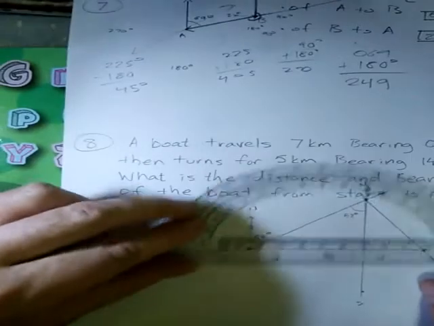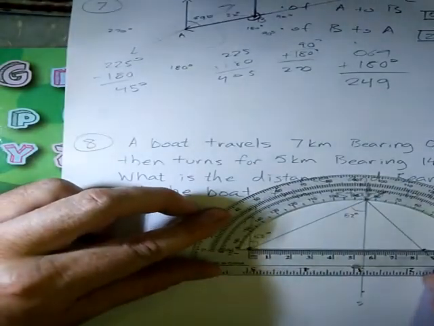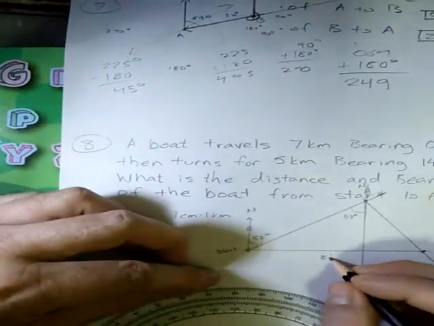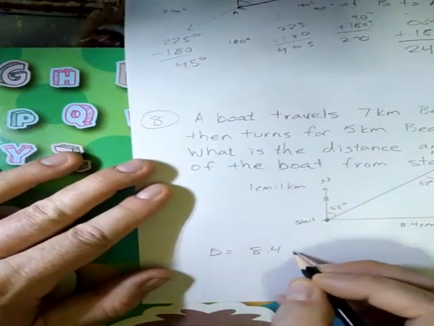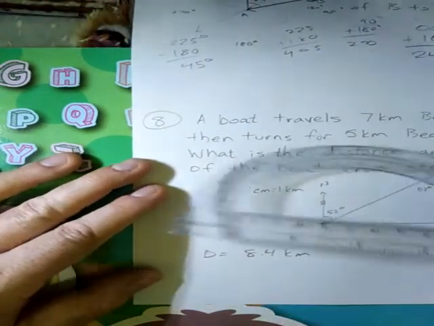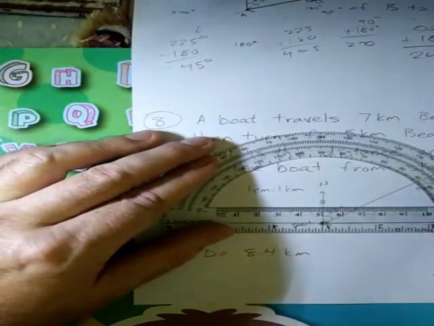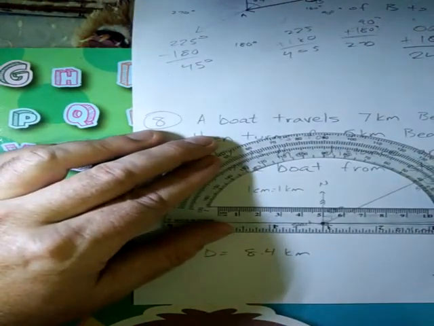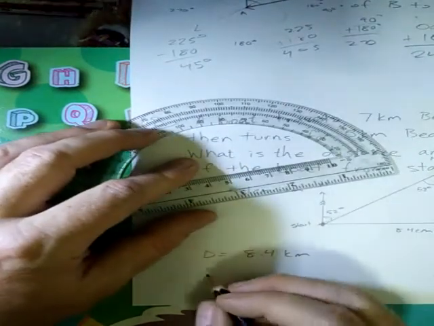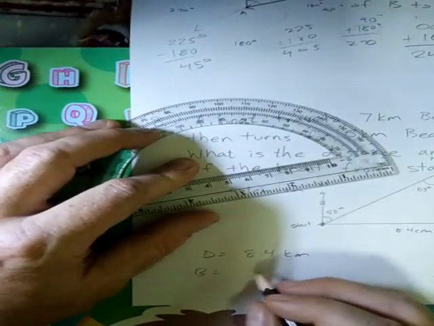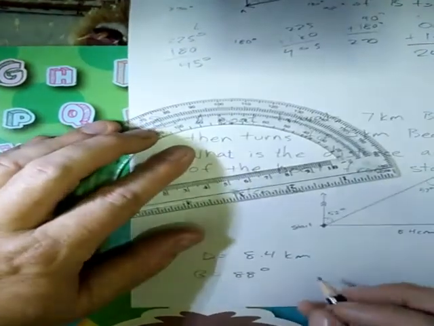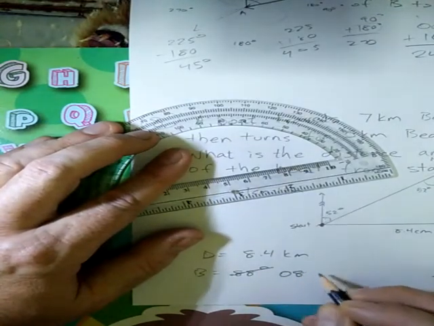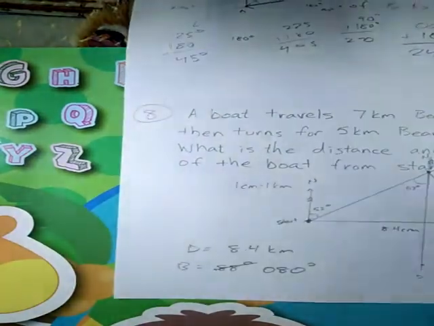So the final answer is they want the distance from start to finish. So this is my finish point. That distance is 8.4 centimeters. So that is going to be distance equals 8.4 kilometers. And then carefully I'm going to measure my angle here. It looks like it's 90 degrees, but it's not quite 90 degrees. It's just shy. So the bearing is 90 minus 2, 88 degrees. Or the bearing, I'm sorry, I should say 080 degrees. 080 degrees.